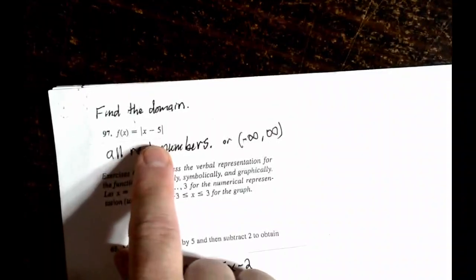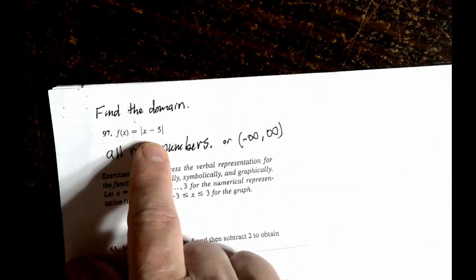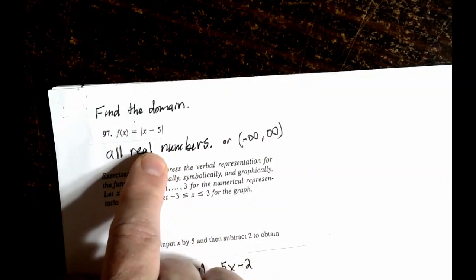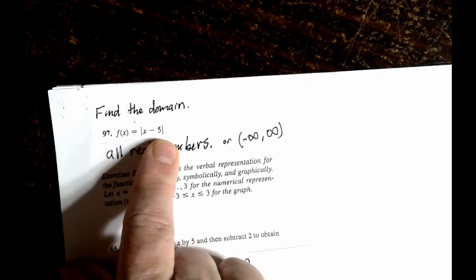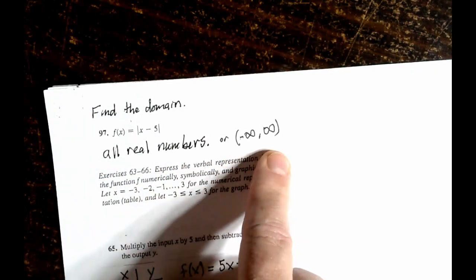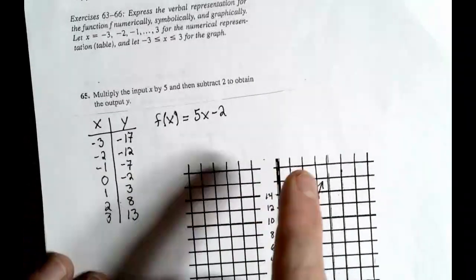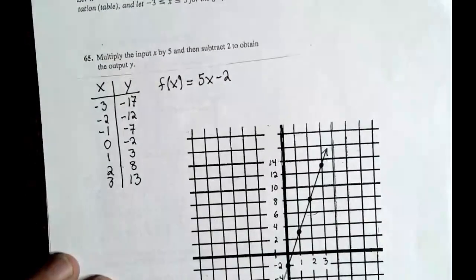97, find the domain. Alright, do you see any fractions in here? Remember, when I say fractions, I mean a denominator with an x in it. No fractions, right? Do you see any square roots here? No. So it's all real numbers, or minus infinity to infinity.